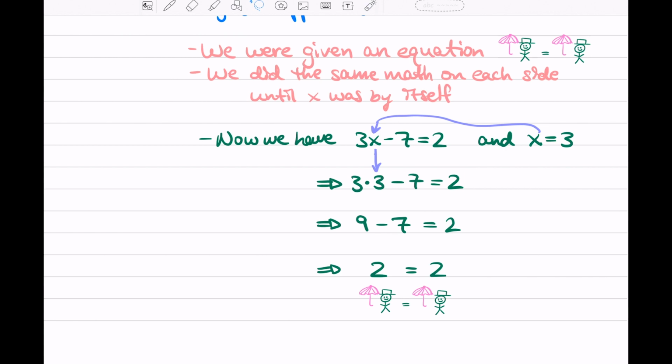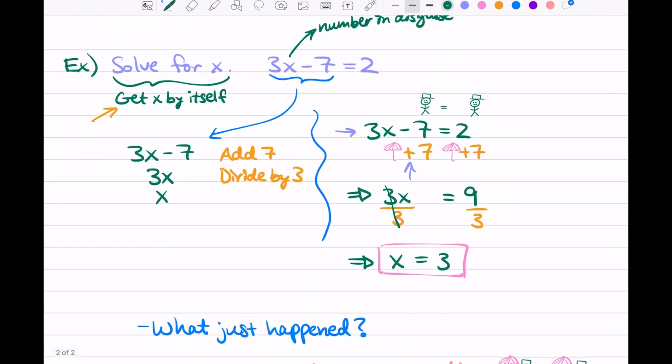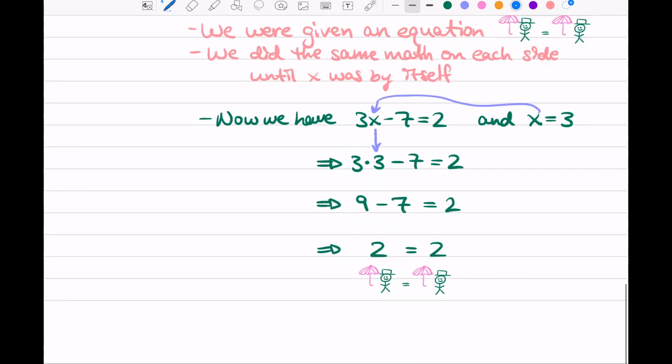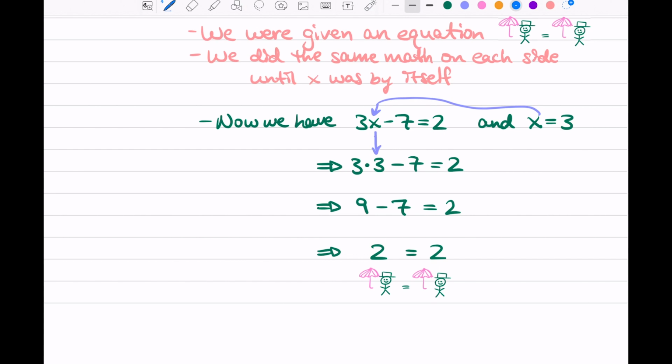And the way that we solve this equation by doing the same math over here in orange, that maintained that equality, because we started off with something up here equaling something else, and because we did the same thing on both sides, we maintained that equality, and we ended up, when we plug in that 3, with a true equation. So we can say that x equals 3 makes the equation true, meaning that value, when we plug it into the equation, maintains the equality.